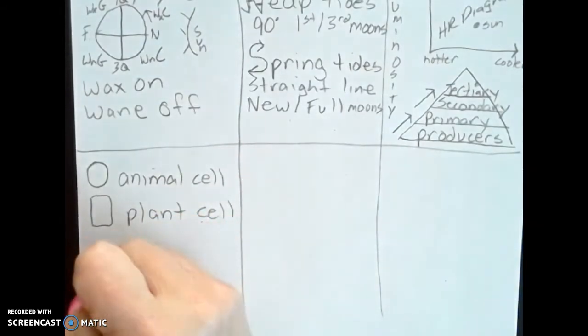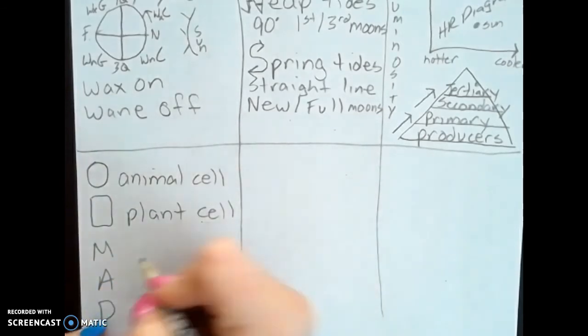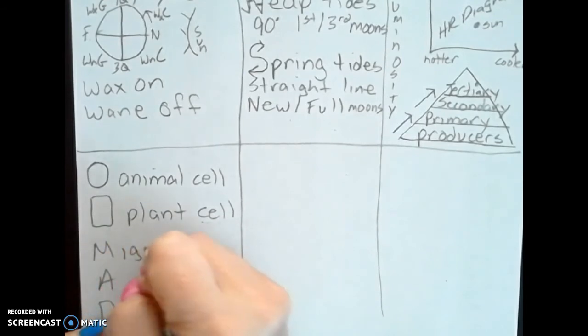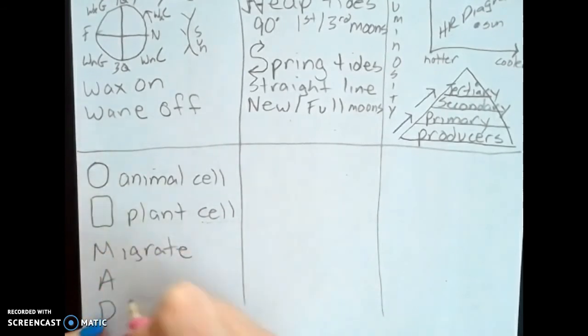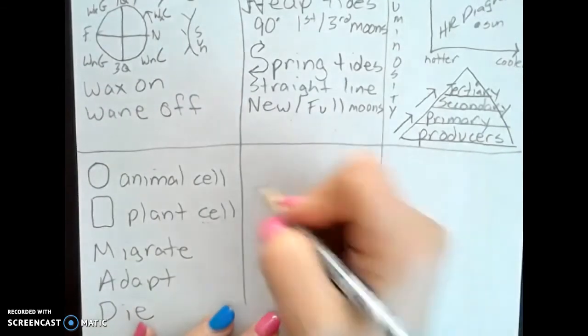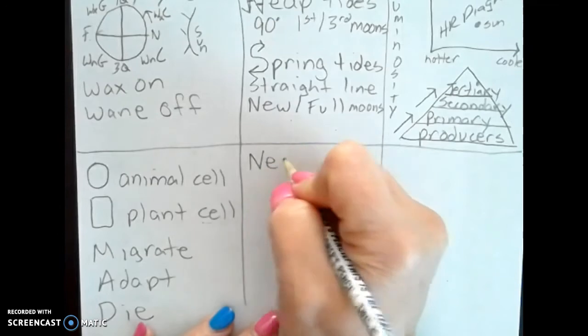And then we also want to remember that animals can become mad. So as tragedy hits or things change, they can either migrate, they can adapt, or they possibly could die. This next one, we're going to focus in on Newton's laws.